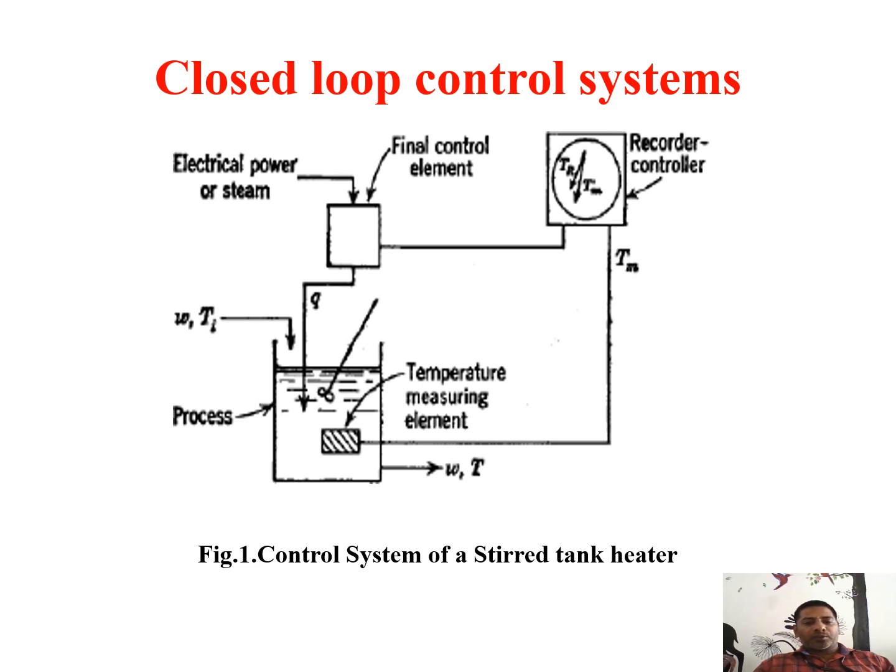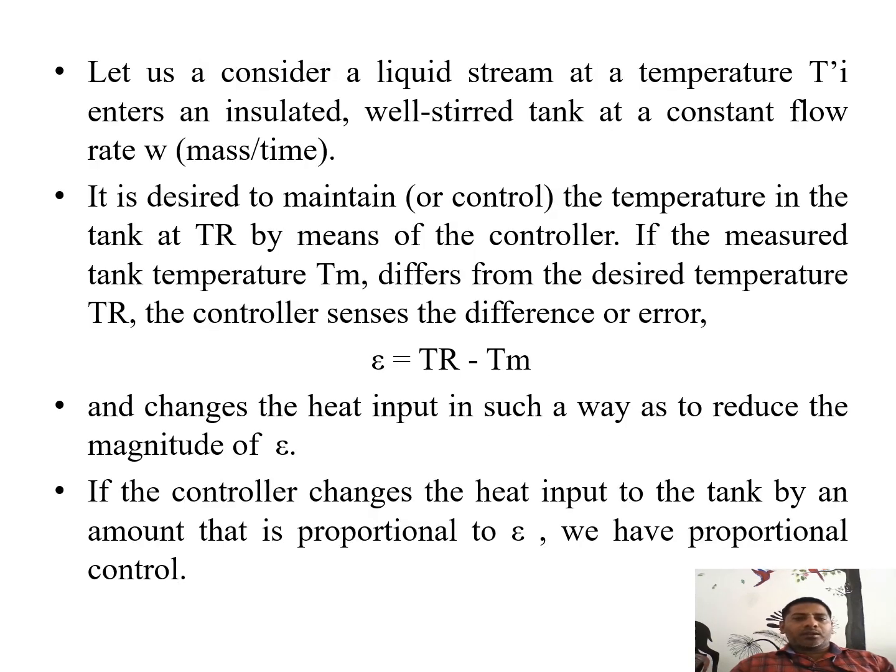There is a heater, using the sensing element, the temperature measuring element, and W, TA, this is a process, and also the input by W and TA. Let us consider a liquid stream at temperature TA entering an uninsulated well-stirred tank at a constant flow rate of W, mass per time, and it is desired to control the temperature in the tank at TR.